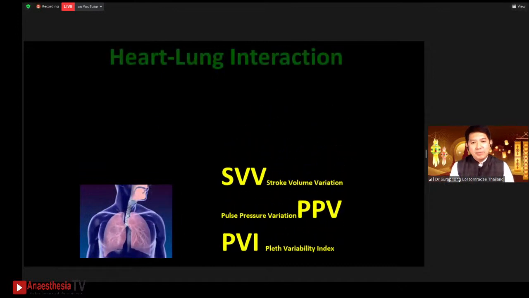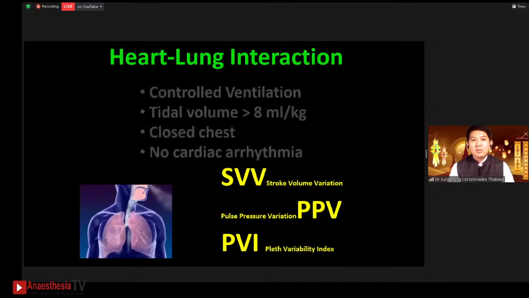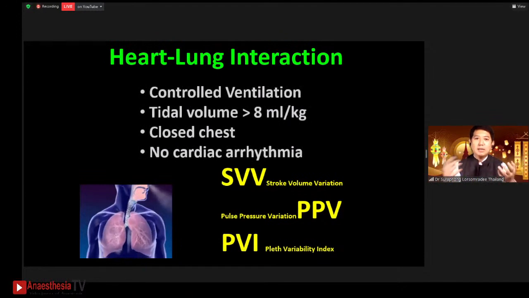When we make sure that our PVI, PPV, and SVV are reliable, we have to get back to the principle of heart-lung interaction, because it will be reliable if we use it during controlled ventilation with tidal volume more than 8. More than 8 is difficult because right now we use the lung protective strategy. We try to keep the tidal volume at 6 to 8. That's why in our center, if we would like to do the lung protective strategy and also have the heart-lung interaction for fluid responsiveness, we make the number 8 to get both. And we have to use it during a closed chest, with no cardiac arrhythmia.